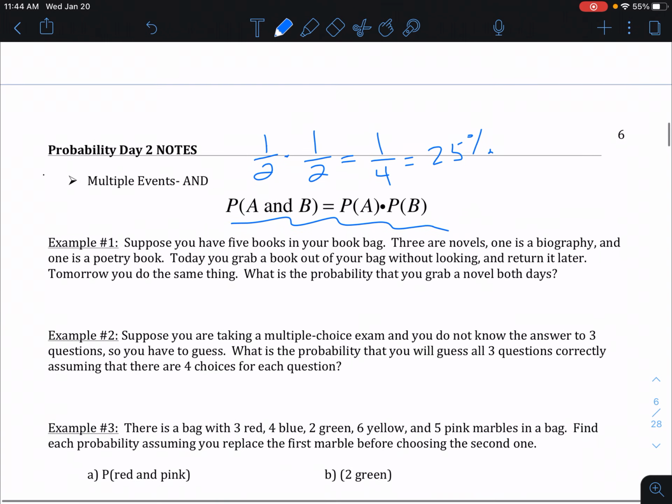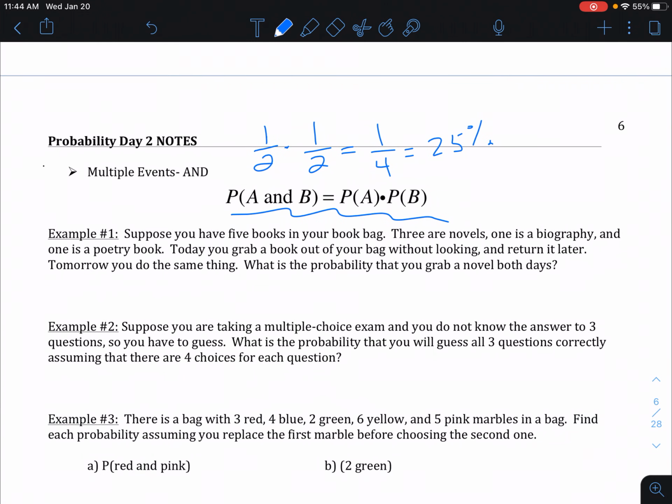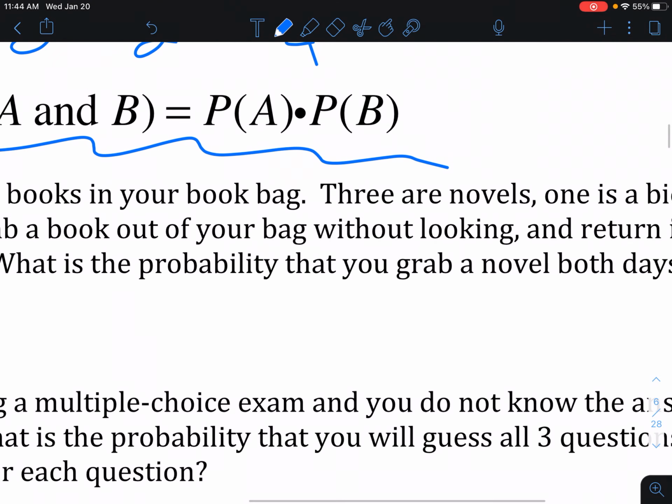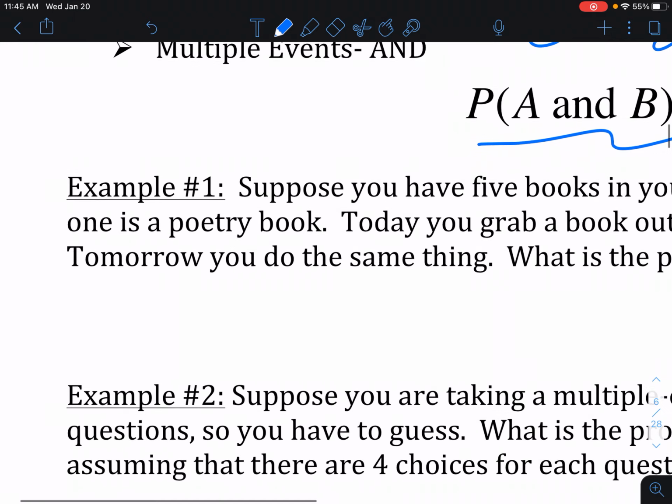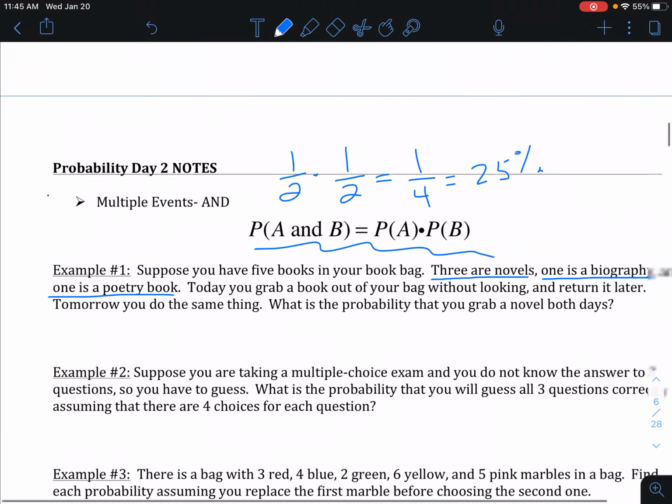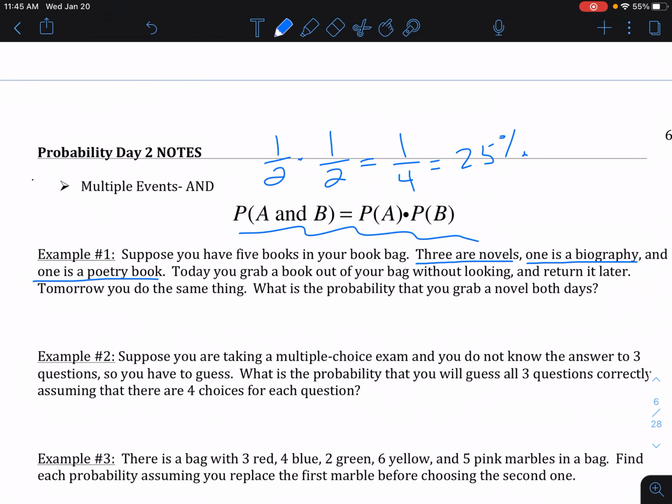So, example 1, suppose you have 5 books in your book bag. 3 are novels, I like to underline, 1 is a biography, and 1 is a poetry book. Today, you grab a book out of your book bag without looking and return it later. Tomorrow you do the same thing. What is the probability that you grab a novel on both days?